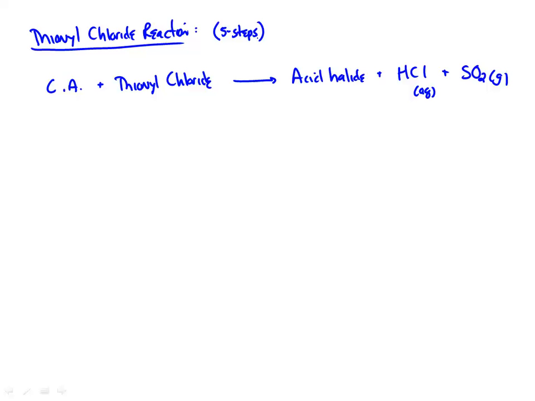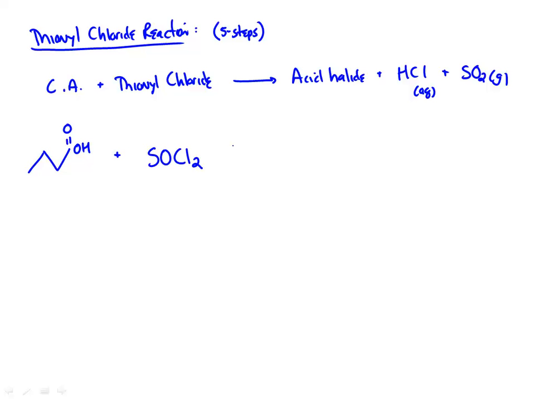But I got to be honest, sometimes you just have to brute force something if you don't want to memorize all 5 steps. And if someone wants, I can look up all 5 steps on the internet. I certainly don't have it memorized just because it seems excessive. So I've got a carboxylic acid plus thionyl chloride, which is SOCl2.